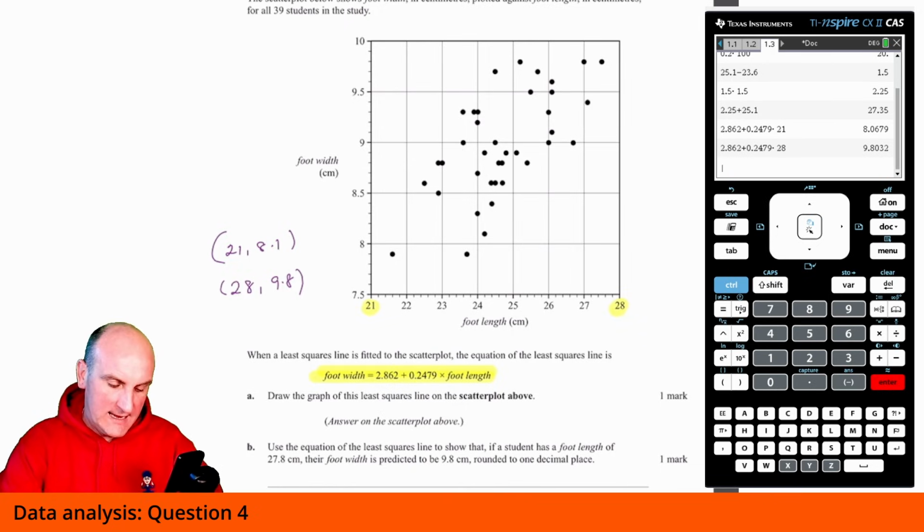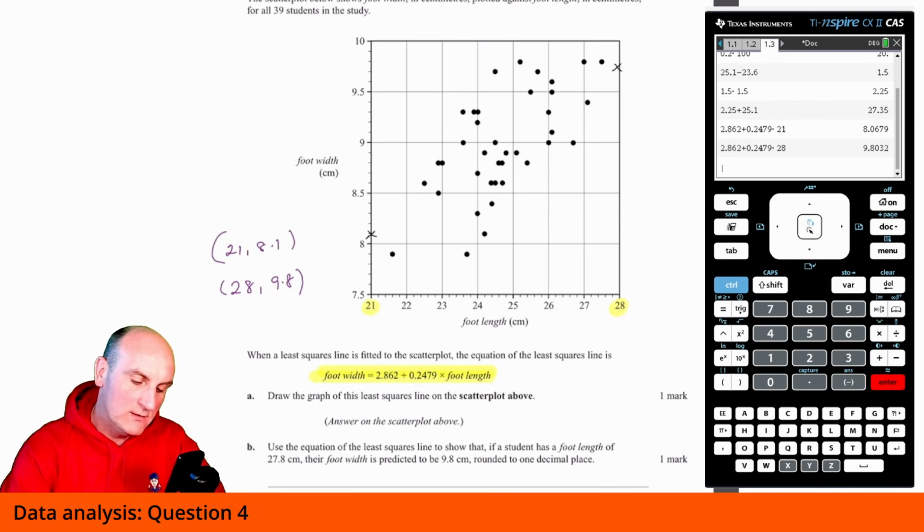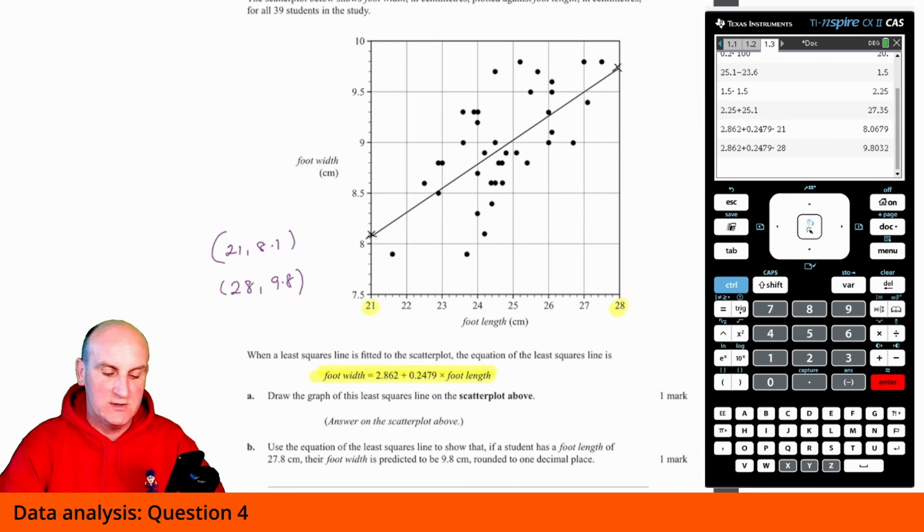Right, 21 and 8.1. So is that a nice and easy point to plot? There it is, 8.1. And then 28 and 9.8, 9.5, 9.6, 9.7, 9.8. There we go. And again, I'm now going to join those 2 points together with a beautiful straight line. I'm not going to go outside the axes. Please don't continue those lines on. And there we go. There's my least squares regression line.